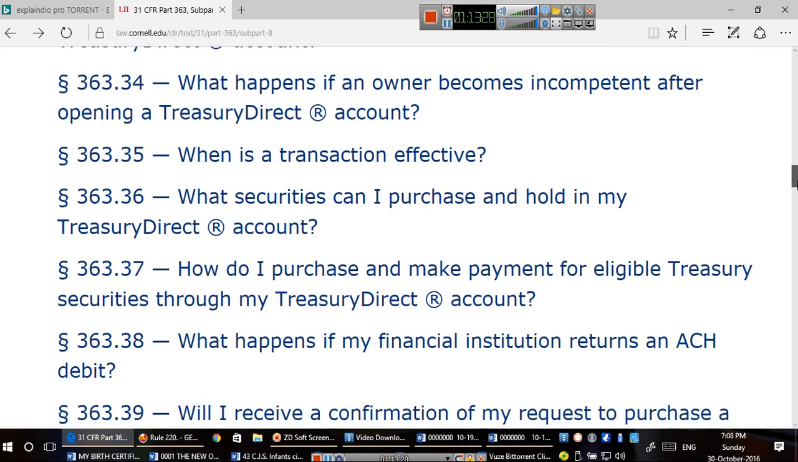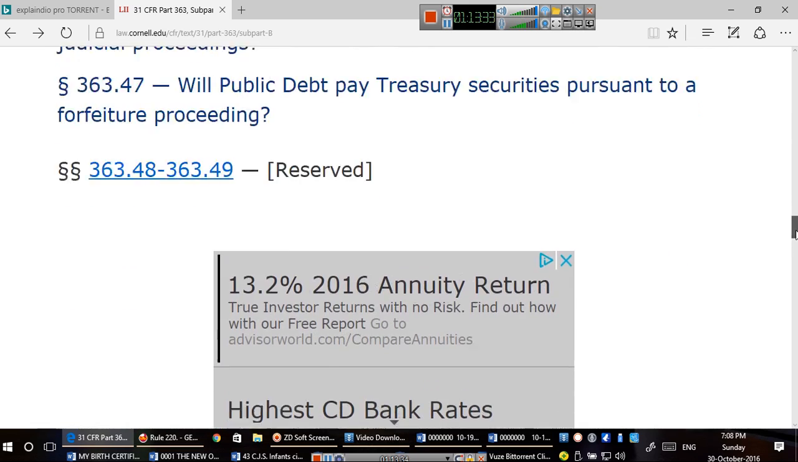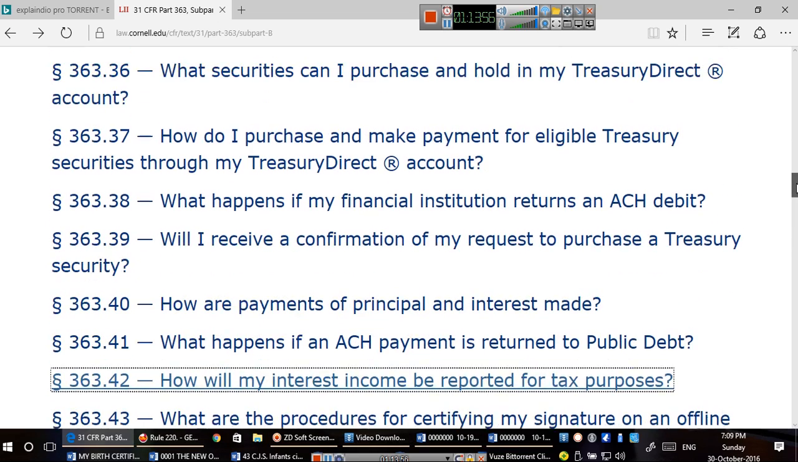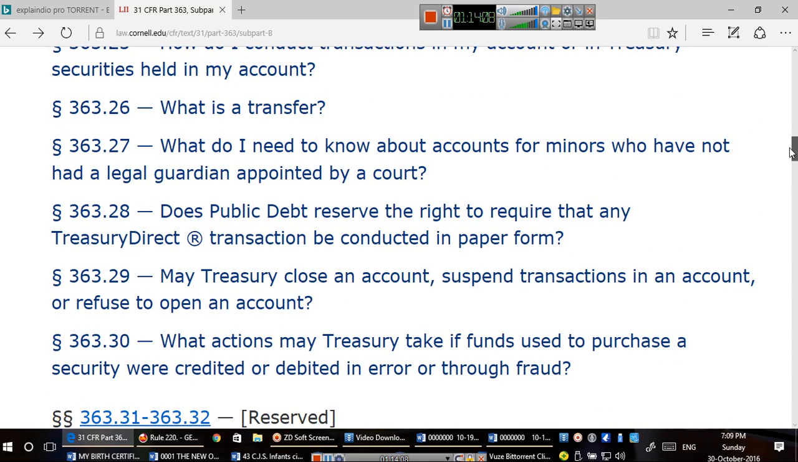Alright, now, there are other things in here that tell you what is required, what you need, and all that. Okay? See how it goes all the way? Look, for 48 and 49, that reserve. They talk about public debt. What evidence is required to establish the validity of judicial proceedings? See, it tells you exactly, see, administrative actions involving securities held in Treasury Direct. Y'all gonna have to get some administrative action. Don't y'all know that? So, people, it's right here. Read it. See how it applies to you and then apply it.